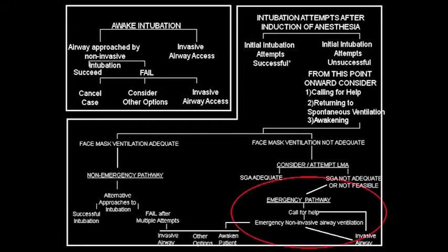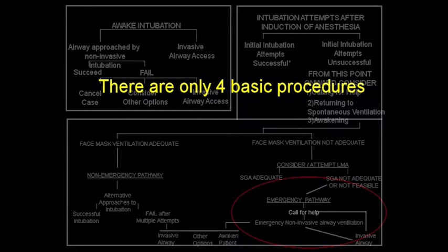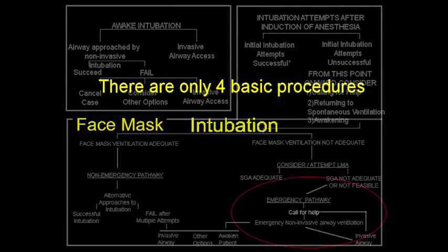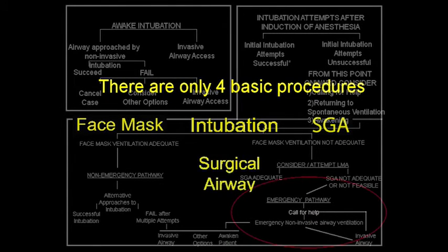In the clinical scenario where the emergency pathway of the difficult airway algorithm has been entered, there are 4 basic procedures that will be used in order to resuscitate the airway. Attempts at face mask ventilation, attempts at intubation, attempts at using a supraglottic airway, and lastly, surgical airway techniques.